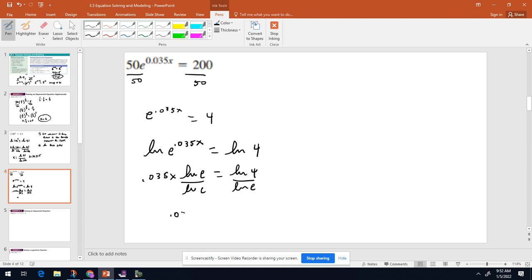So now 0.035x is equal to, and when I divide this, ln of 4 divided by ln of e, again, this is equal to 1 because this says e to some power equals e, and that would be 1. So this is the same thing as 1, gives me the natural log of 4. Now you can put this in the calculator right here, and you'll get a decimal, and just use that decimal, divided by 0.035. When you do that, do not round till the end.